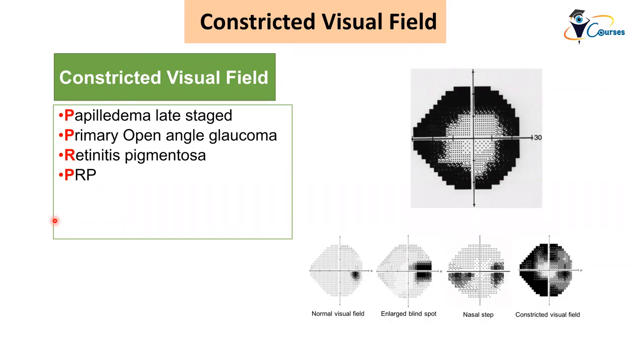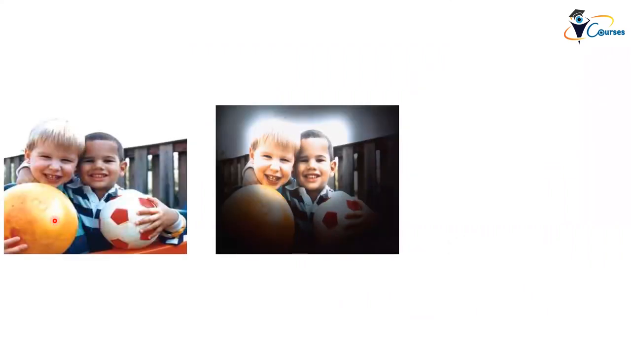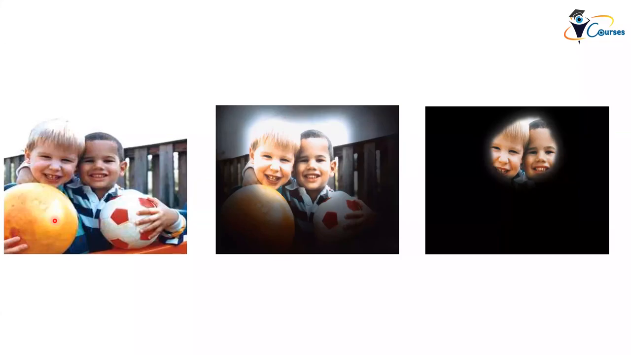Those patients with constricted visual field will report a progressive decrease or constriction of the peripheral field. So they will look at the world as if they are looking through a keyhole. It is as if they have tubular vision, or what's called tunnel vision. This will be the end result of the progressive narrowing and constriction of the peripheral visual field.